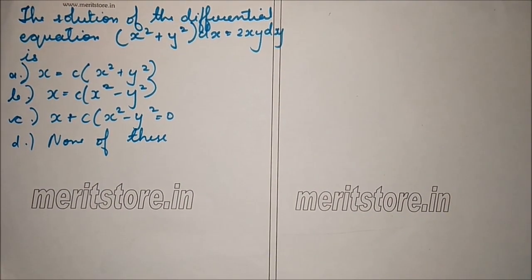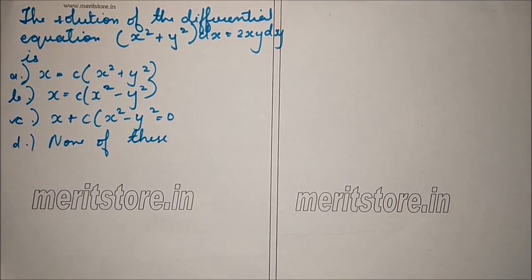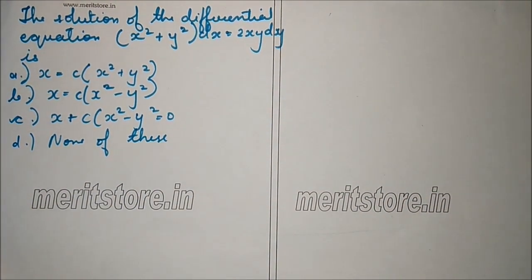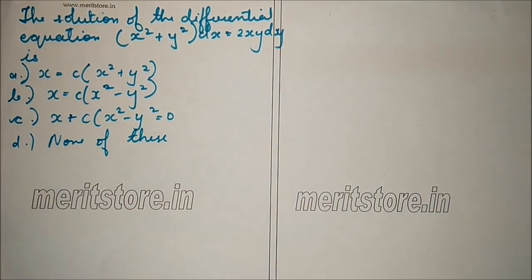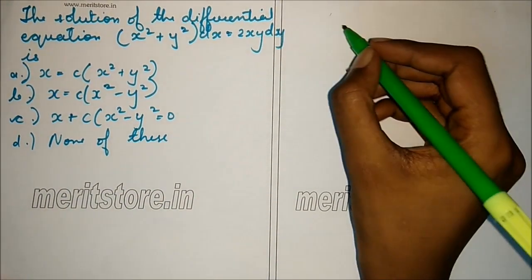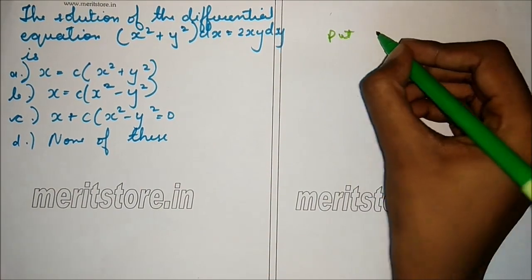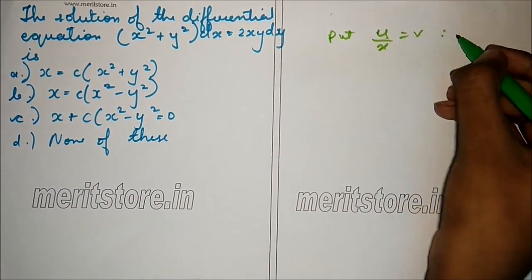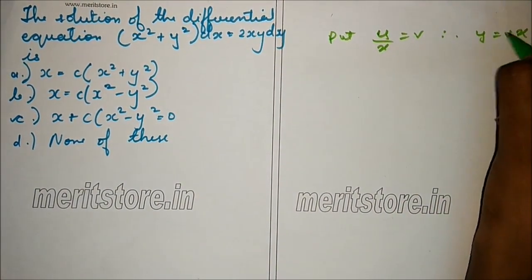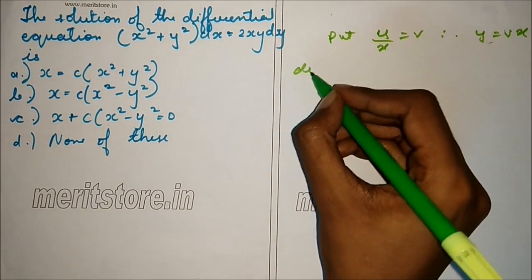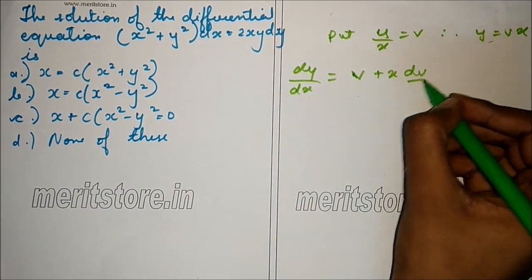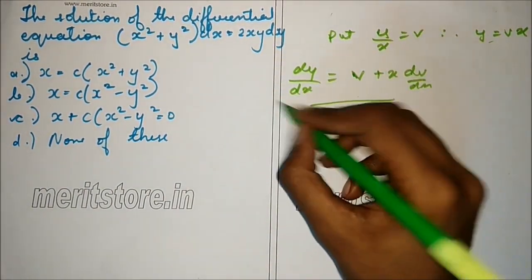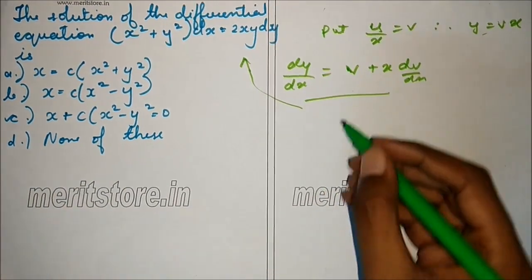The solution of the differential equation x square plus y square into dx equals 2xy dy is. So this is an implicit function, so we'll be using the y by x equals v substitution. So first put y by x equals v, that is y equals vx. So differentiating this, we get dy by dx equals v plus x dv by dx. So putting this here, first we simplify this.